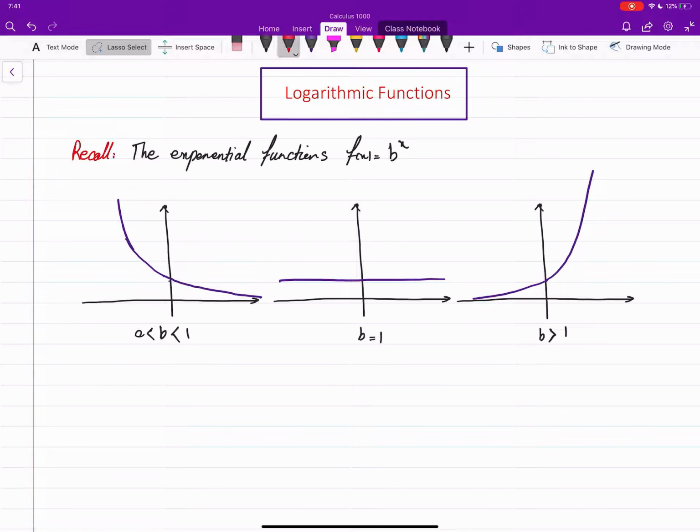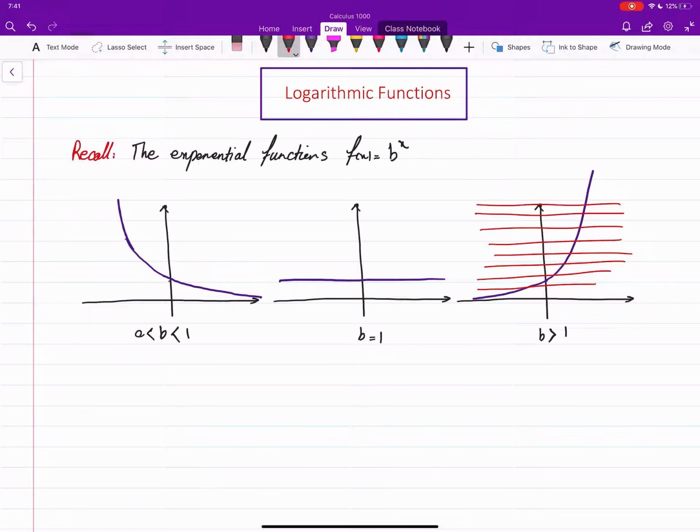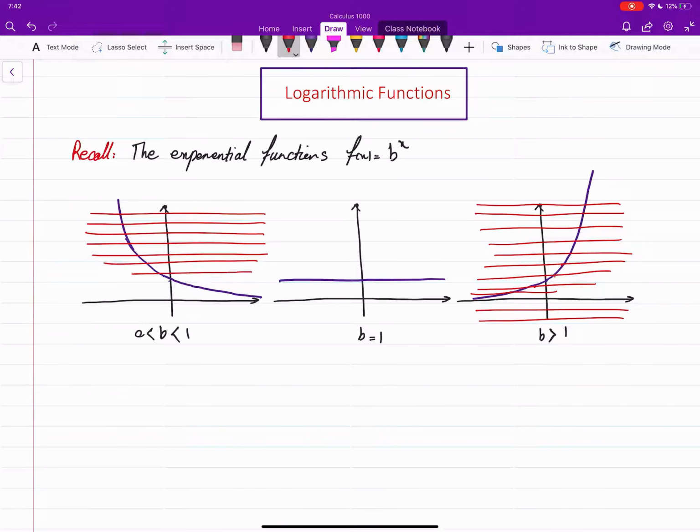And using the horizontal line test, we can see that if I draw all these horizontal lines, they at most intersect one with this graph or none. Yes, that means at most. And also when b is between 0 and 1, the same story goes that every horizontal line intersects with the graph at most once. That means that these guys are one-to-one functions.